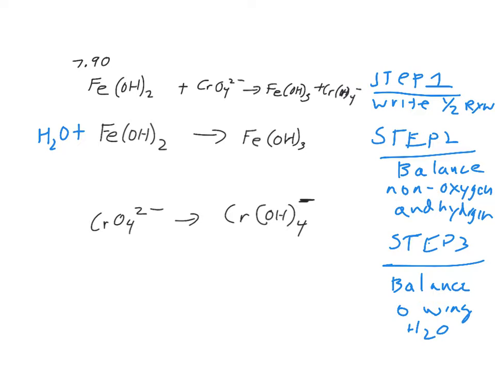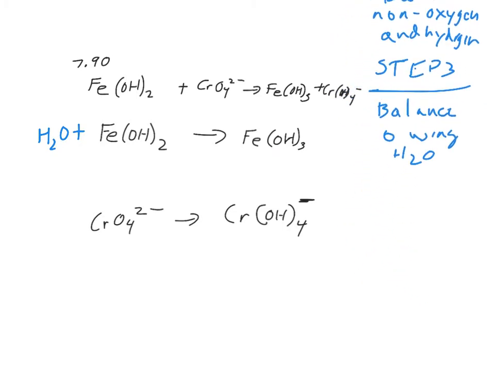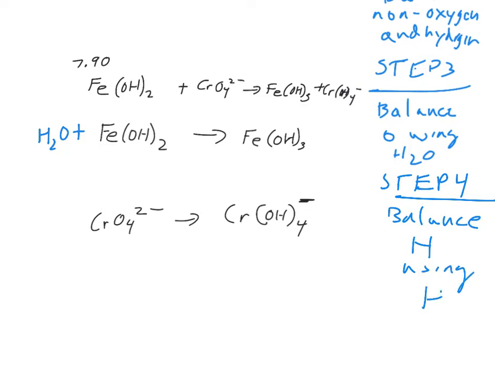Down here, situation's a little bit easier. I have 4 oxygens. Then I have this in parentheses, so I have 4 oxygens here. So my oxygens are balanced. Now I'm ready for my next step. And my next step is to balance hydrogen using the hydrogen ion.